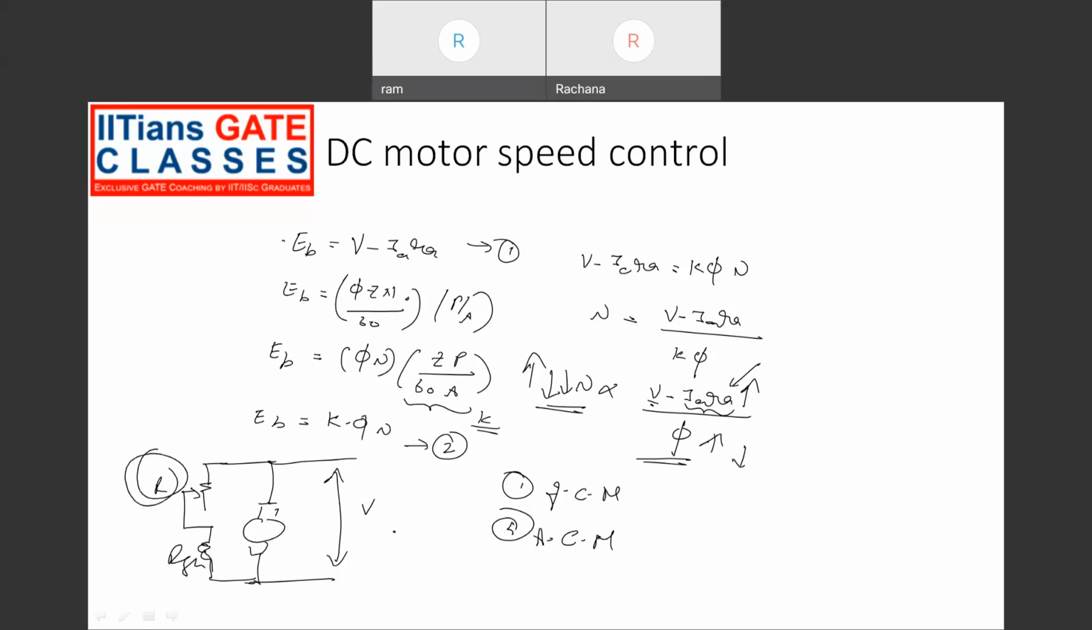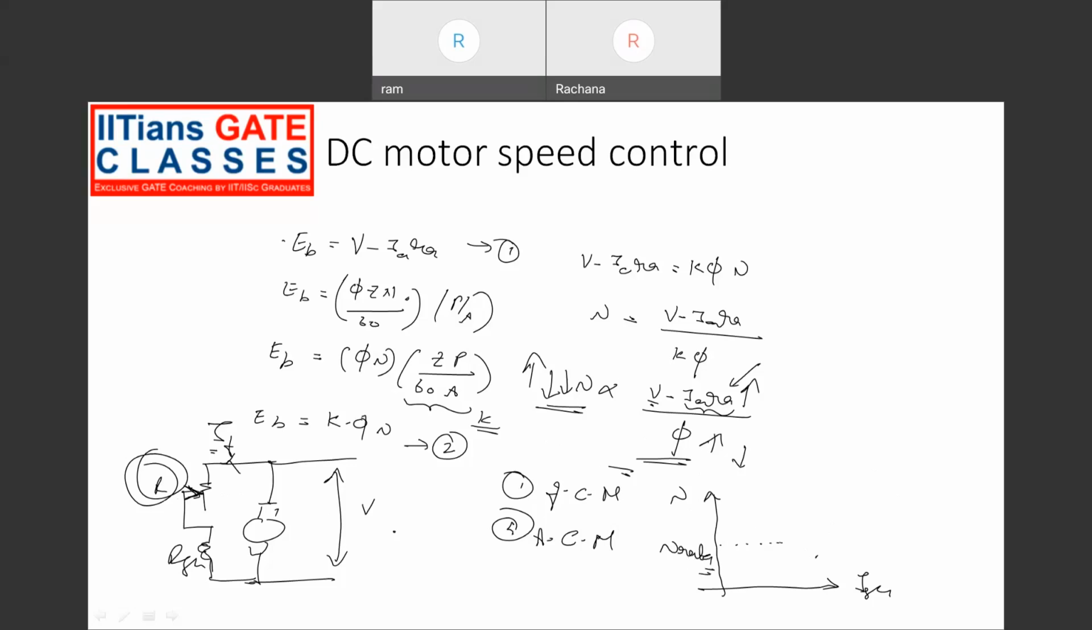By controlling the value of this R, by controlling the tap position, the field current IF can be varied, because of which the flux varies. So if I draw the characteristics, this is the field current ISH, and this is the speed. Let's say this is the rated speed.